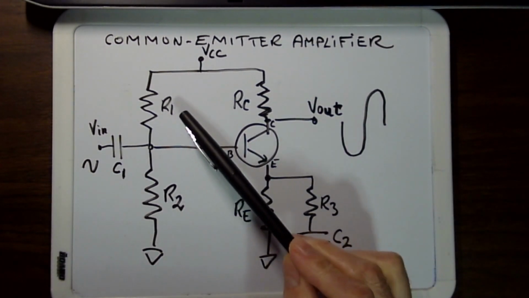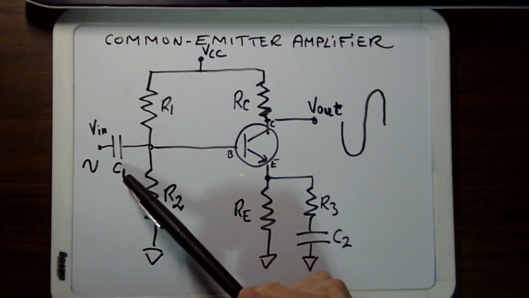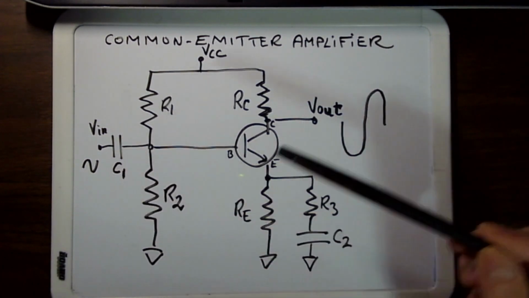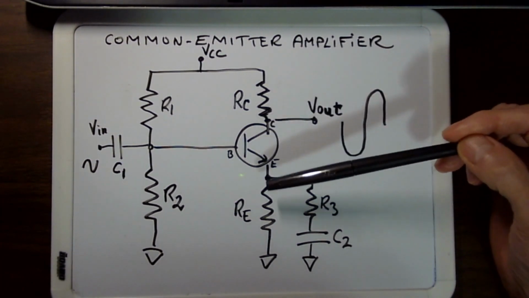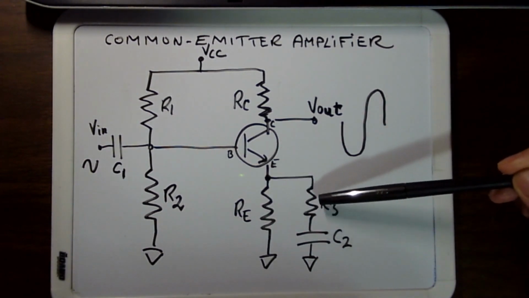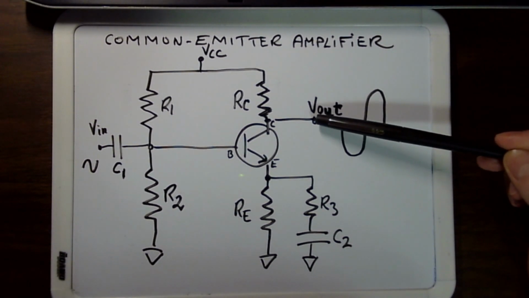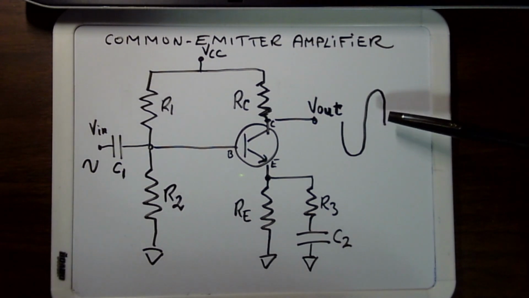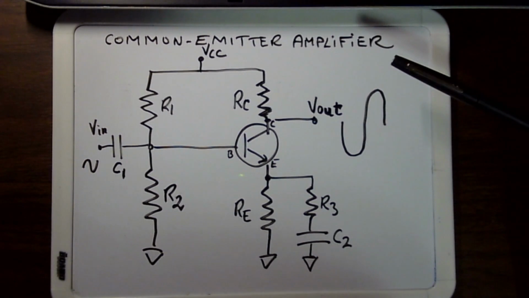We have a voltage divider bias R1, R2. Input is here. Right away, we have a coupling capacitor C1. You have the resistance at the collector RC, resistance at the emitter RE. So that's the DC side. This is the AC side, and this is the output at the collector. It's 180 degrees out of phase with the input, and hopefully it's going to have a bigger amplitude.